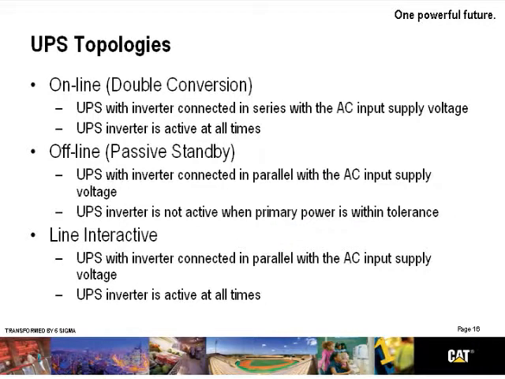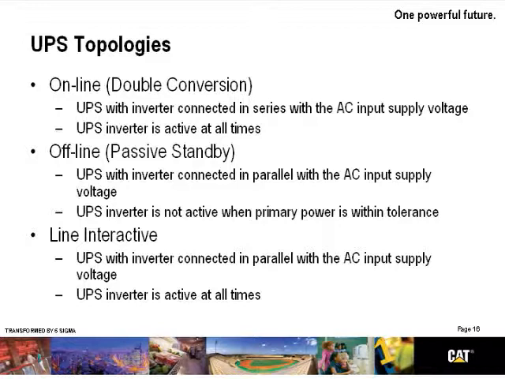So in review of the topologies, there's a few more terms I want to review. We talked about double conversion. You also hear the term online. They're often used interchangeably. There's a little difference in the definition, however. An online UPS means that the inverter is connected in series with the AC input supply voltage. The UPS inverter is active at all times. So as we saw in the double conversion one line, that inverter lies in the main power path.